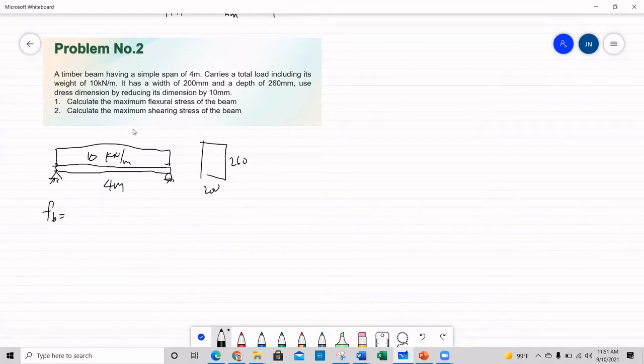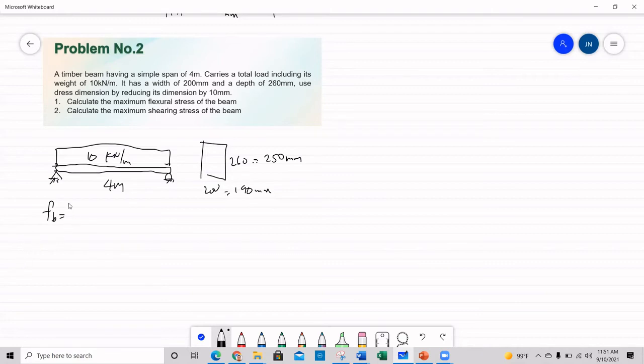But it says in the problem that it has to be reduced by 10 millimeter, to become the dressed dimension, the one used when it is already smooth. This is 250 therefore, and this one 190 millimeter when dressed.